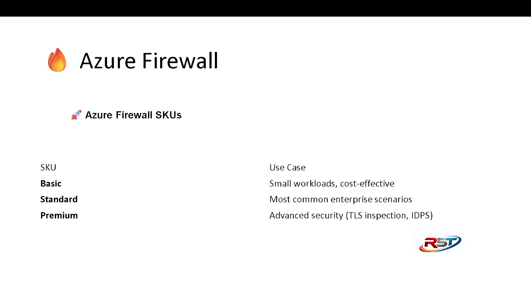What are the SKU types here? Basic: the use case is small workloads, cost effective, so it is very low cost. Standard: we use it for the most common enterprise scenarios. Premium: advanced security, TLS inspection, and IDPS.